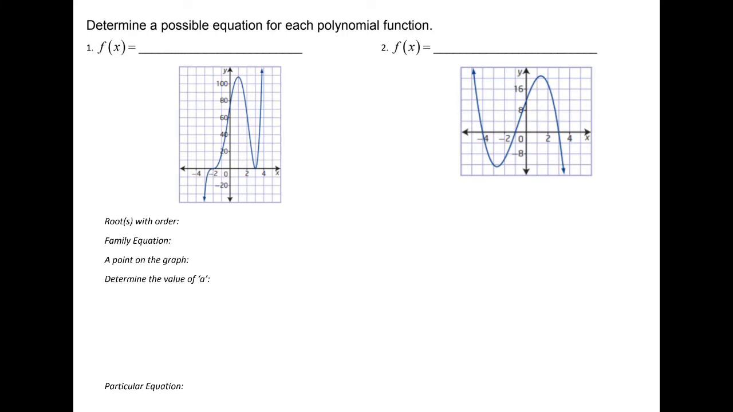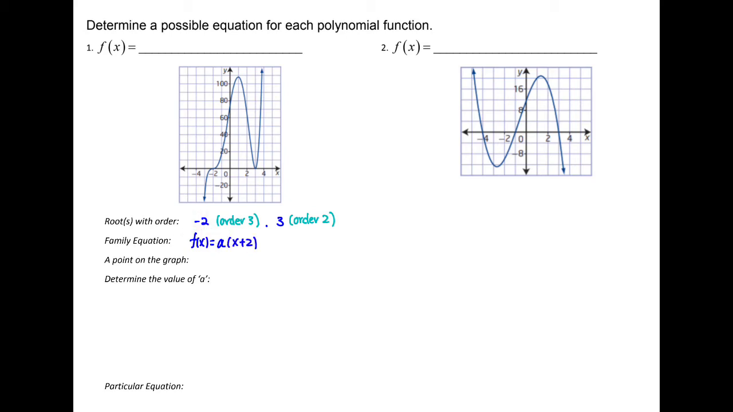Example 1. First, let's identify our roots with the order. So the first root will be at -2. Because at -2, it looks like a cubic function, so we say order is 3. The next root will be at x equals 3, and the order will be 2 because it looks like a parabola.